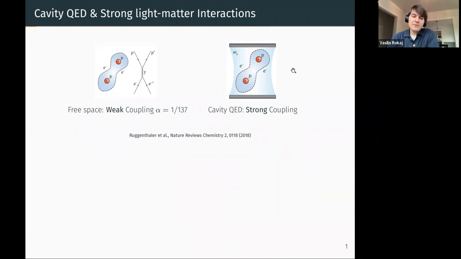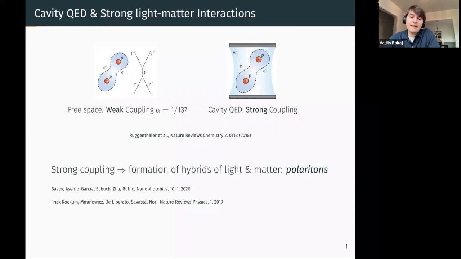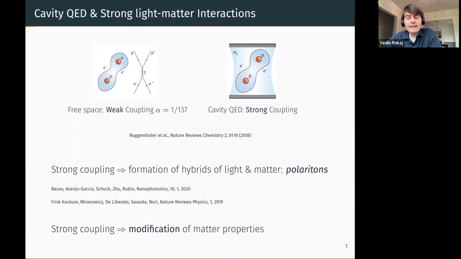But now in a cavity setup, you have essentially something like two mirrors in which the vacuum field fluctuates. In this setting, because of the modification of the electromagnetic environment and the enhancement of the field fluctuations and the field strength, the interaction between light and matter becomes strong. This strong coupling leads to the formation of hybrid quasiparticles between light and matter, which are known as polaritons. And what has been shown is that the formation of polaritons and this strong coupling leads to the modification of properties of matter.